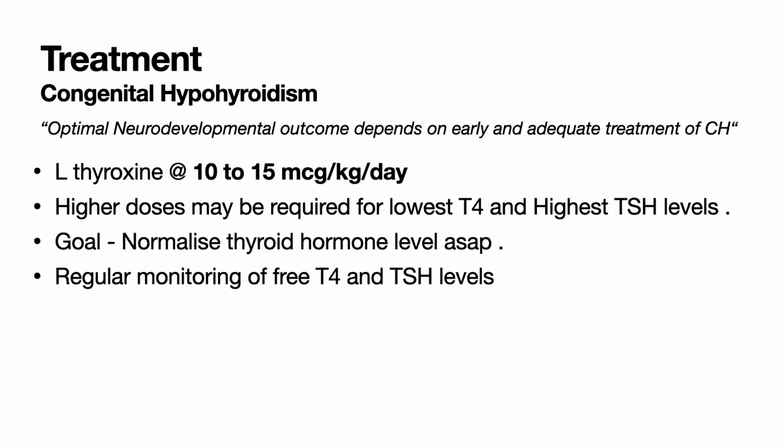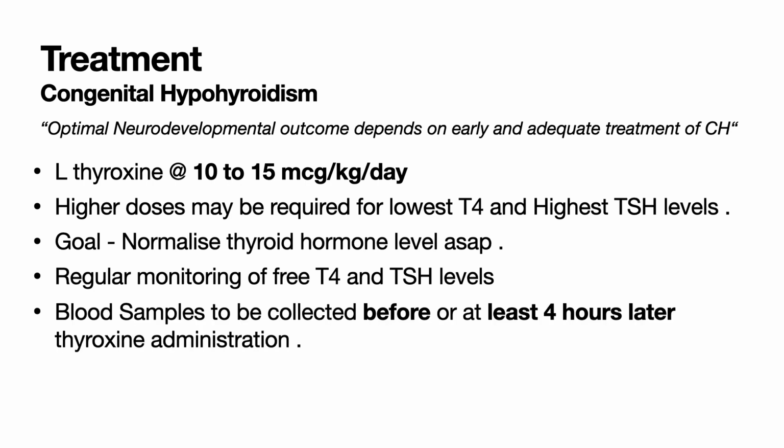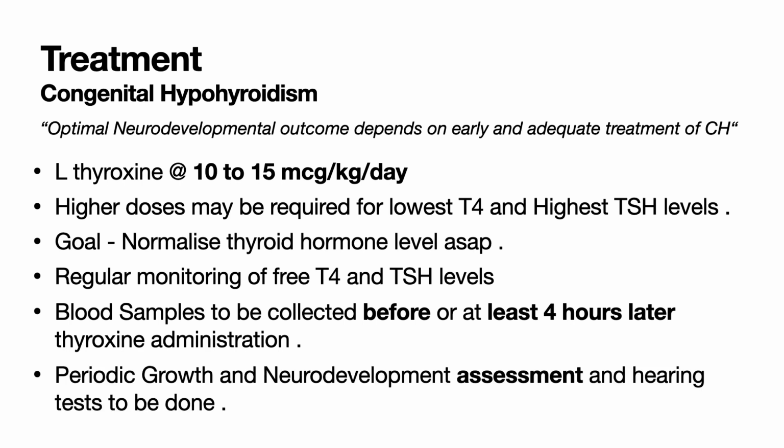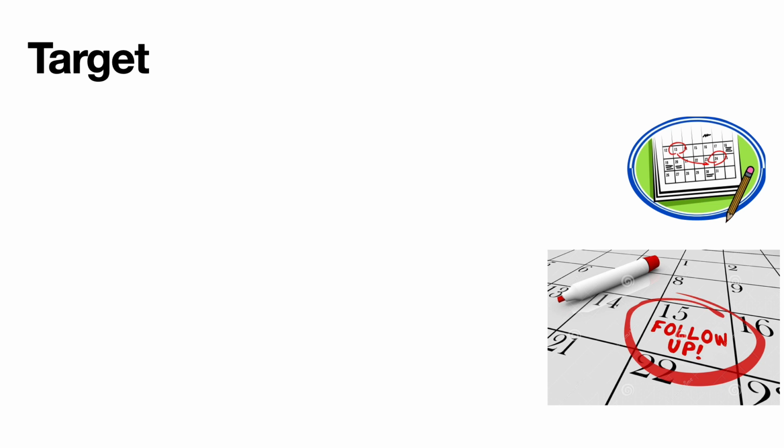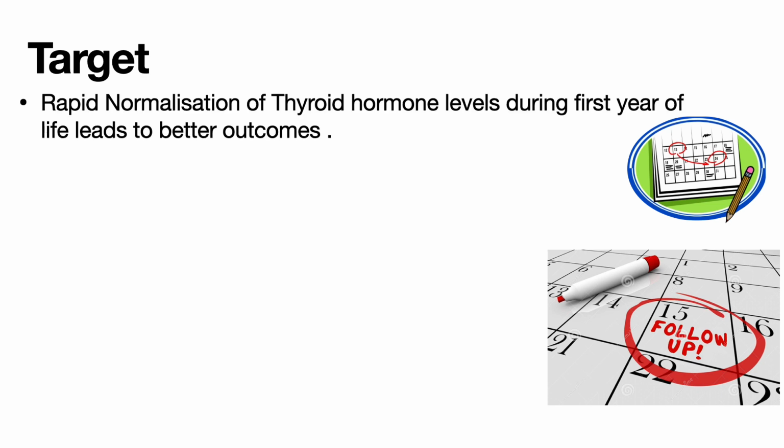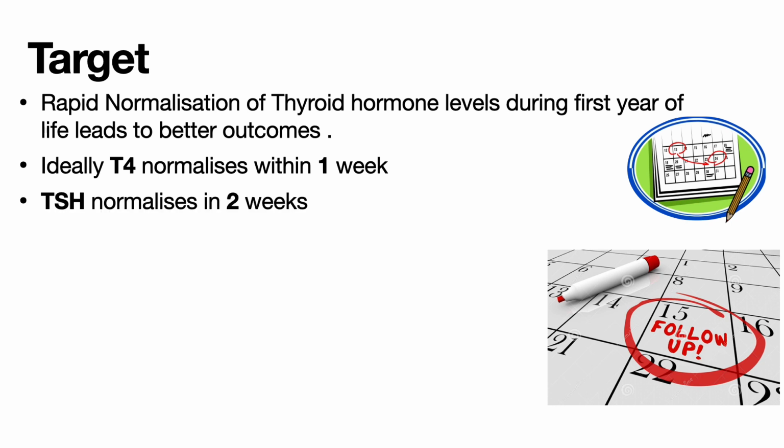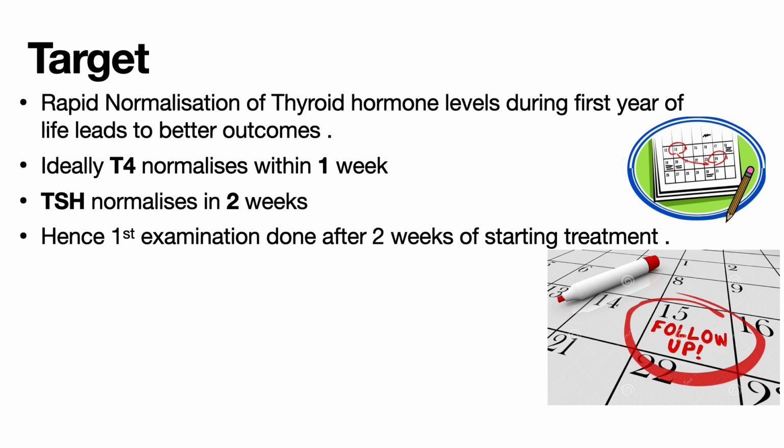The regular monitoring of free T4 and TSH levels are required. The blood sample to be collected before or at least 4 hours after thyroxine administration. Periodic growth and neurodevelopment assessment and the hearing test must be done regularly. Our target is the rapid normalization of thyroid hormone levels during the first year of life, which leads to better outcomes. Ideally, T4 normalizes within 1 week and TSH normalizes in 2 weeks. Hence, first examination is done after 2 weeks of starting treatment.